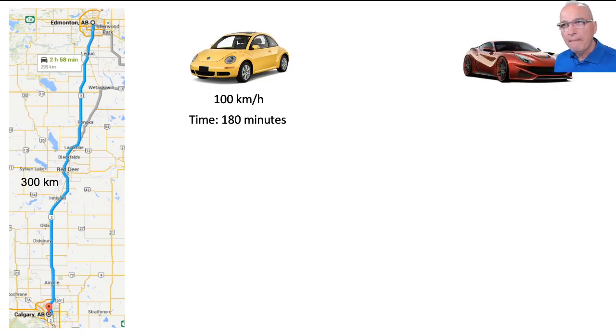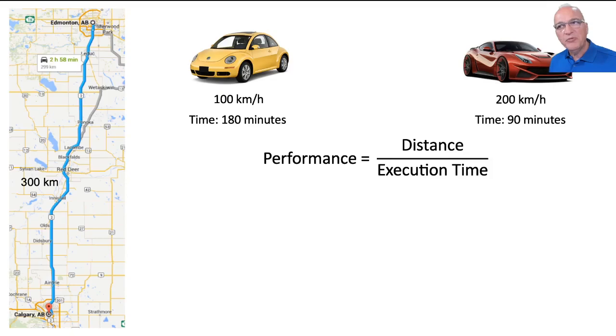Now here I have Mary. Mary likes fast cars, and she has a heavy foot too, so she will go at 200 kilometers per hour between Edmonton and Calgary, and she's gonna take 90 minutes. The question that we want to ask now is, what's the performance of each one of John and Mary when doing the trip from Edmonton to Calgary? And performance in this case will be measured by the distance that they go divided by the time that it takes, which we call execution time, the time that it takes for them to do the task.